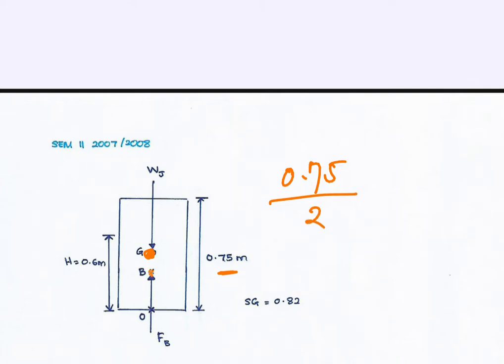Then we draw the center of buoyancy, because we know that when an object floats in water or in liquid, there is a force of buoyancy. The force of buoyancy acts at the center of buoyancy, which is the center point of the submerged area. Because the submerged depth is 0.6 meter, we could assume that the location of B is 0.3 meter from the origin. So this is the origin.